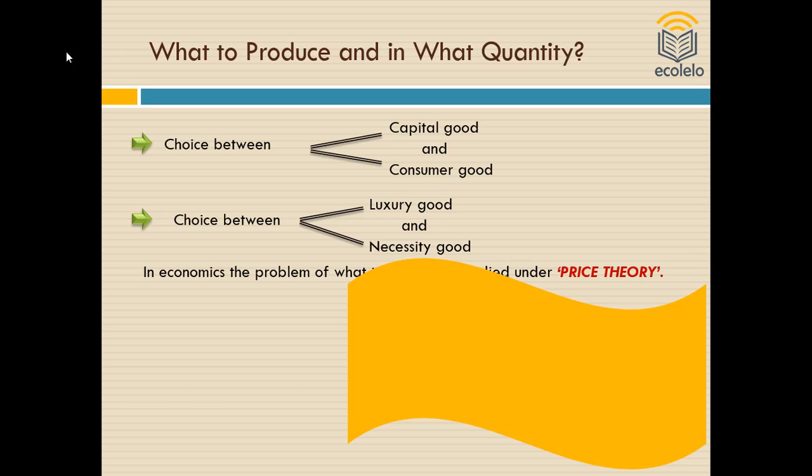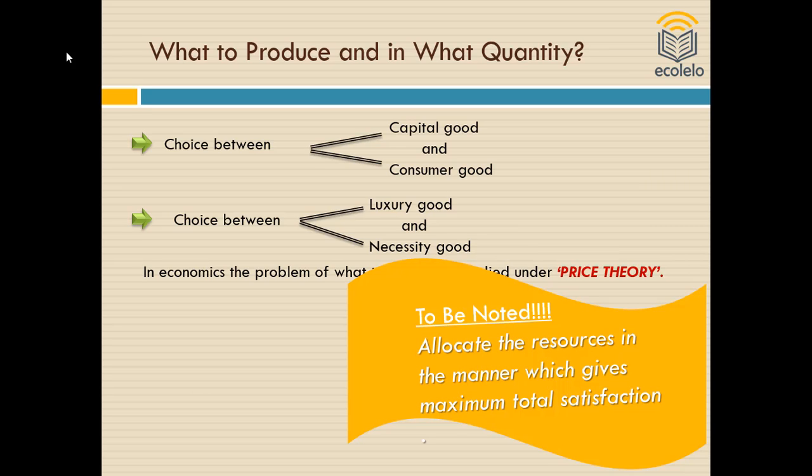Now, when you decide what to produce, if you have two choices, capital or consumer, you need to keep one thing in mind. You need to allocate the resources in such a manner that gives maximum total satisfaction. So you cannot blindly take the decision of producing a luxury good, and you cannot blindly give more importance to the luxury good over the necessity good. You don't have to think, oh, cars are better than butter. You can't think that way, all right?